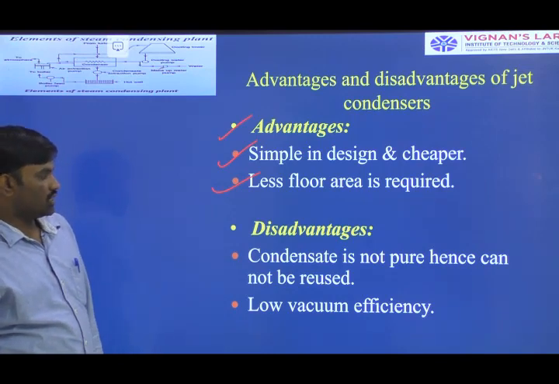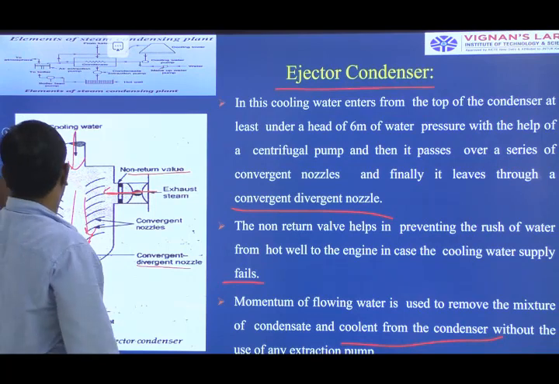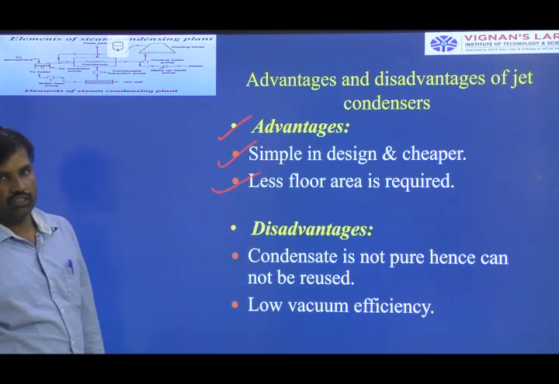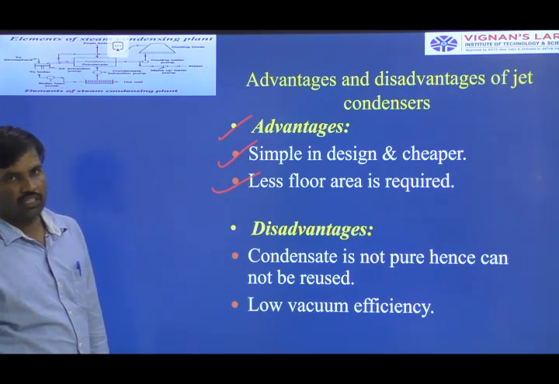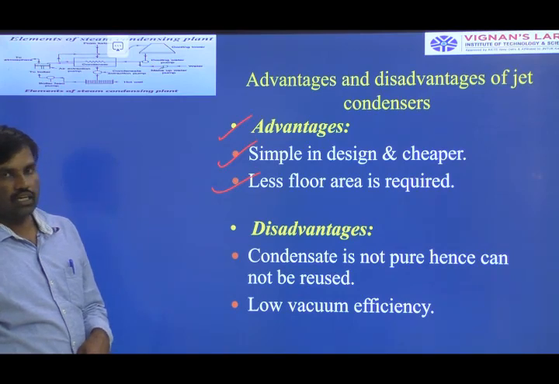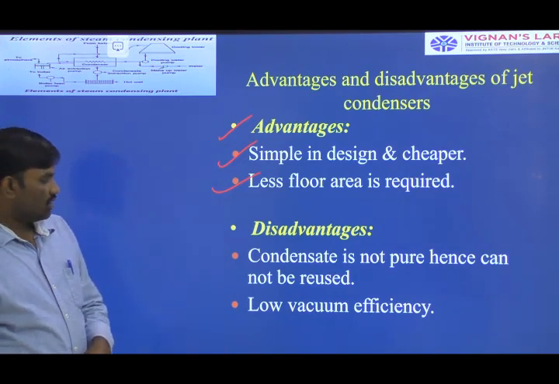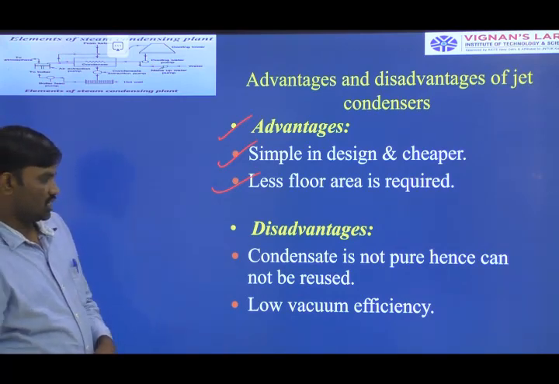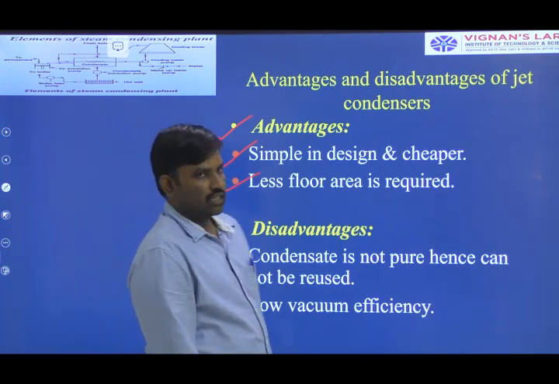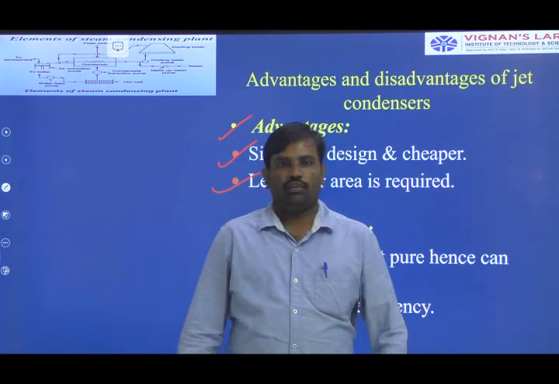The disadvantage is that the condensate is not pure, hence it cannot be reused. We cannot produce a pure condensate mixture. That means condensation is not completely 100%. Also, vacuum efficiency is low for jet condensers. For that reason, we are introducing different types of surface condensers.